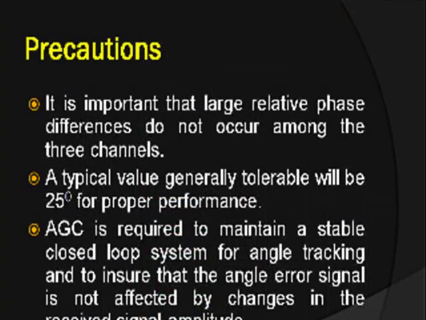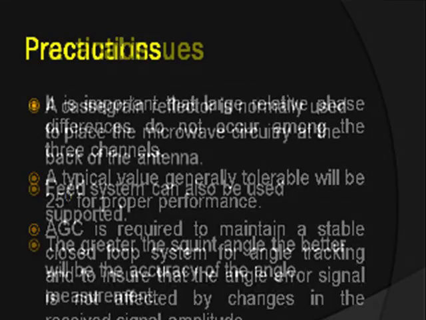What are the precautions in this case? It is important that large relative phase differences do not occur among the 3 channels. A typical value generally tolerable will be 25 degrees of phase for proper performance. AGC is required to maintain a stable closed loop system for angle tracking and to ensure that the angle error signal is not affected by changes in the received signal amplitude.